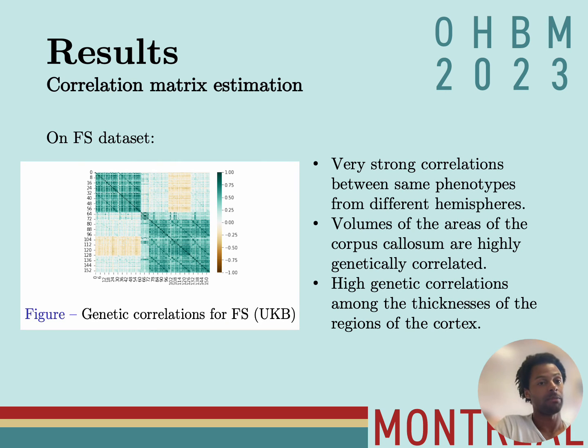Let's now take a look at an estimated genetic correlation matrix. Here what you see is the genetic correlations for FS in the UK Biobank. On the figure, the rows and columns have been permuted to better show clusters of genetically correlated phenotypes. Now if we have access to the row and column names, which we have but didn't show here for clarity's sake, what this heat map tells us is that there are very strong correlations between same phenotypes that are in different hemispheres, which makes sense. Also high genetic correlation between volumes of the areas of the corpus callosum, and finally, high genetic correlations among the thicknesses of the regions of the cortex.